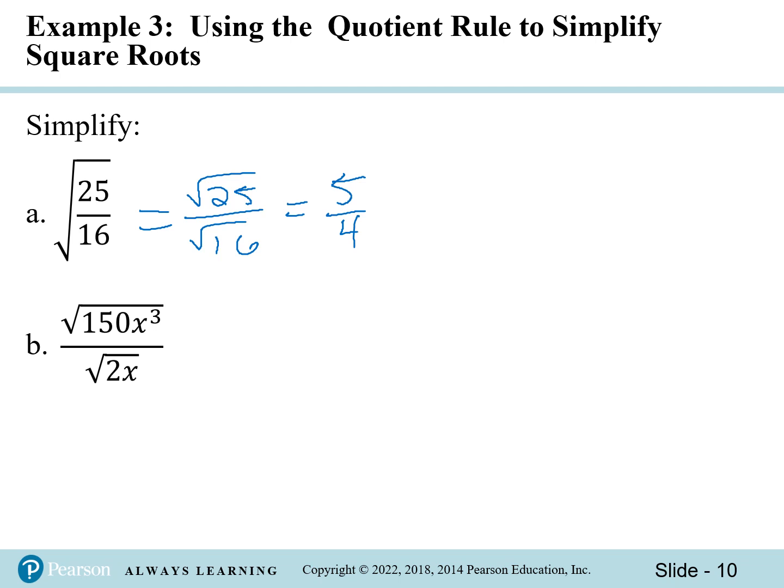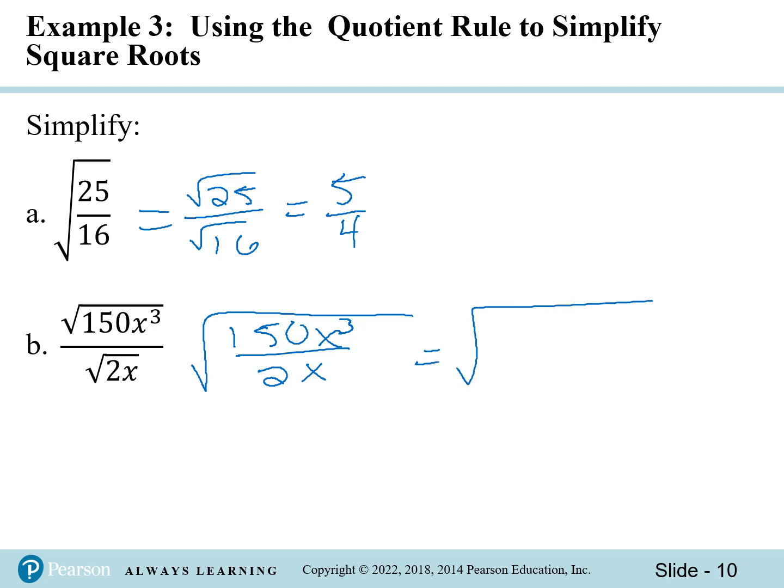This next one, we can put it under the same radical, 150x cubed over 2x. 2 goes into 150, 75 times, x cubed divided by x would be x squared if you subtract the exponents. We already talked about the square root of 75 being 5 square root of 3, and x squared, absolute value of x.